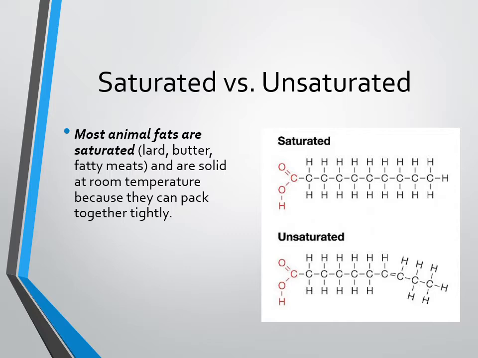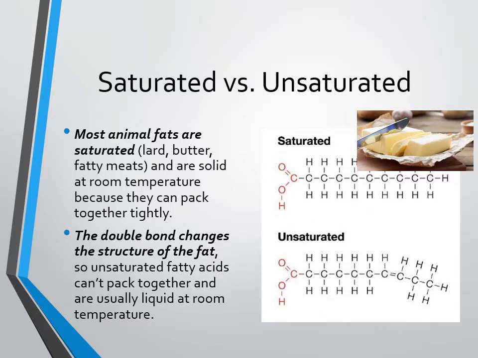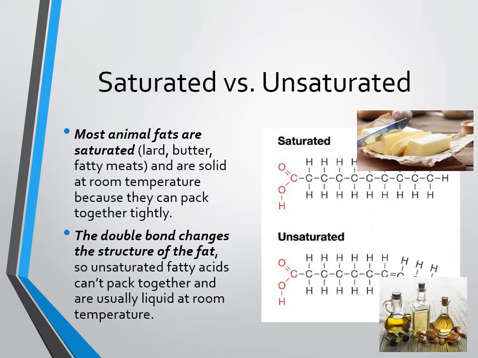Most animal fats are saturated, so your lard, butter, and fatty meats, and are solid at room temperature because they can pack tightly together. So there is your butter. The double bond changes the structure of the fat, so unsaturated fatty acids can't pack together and are usually a liquid at room temperature, like your oils.